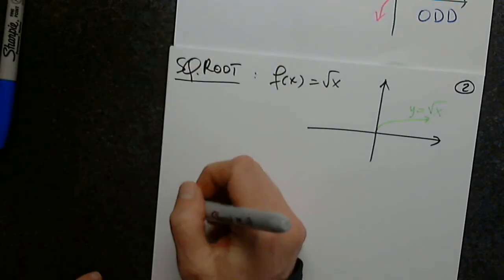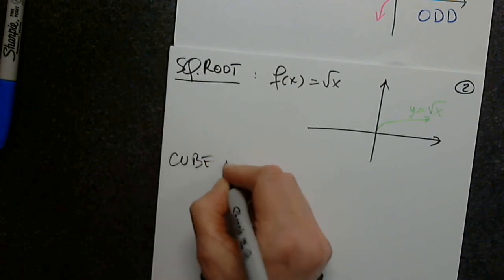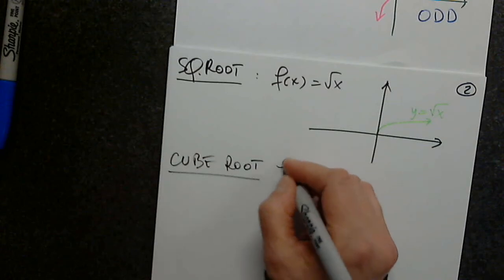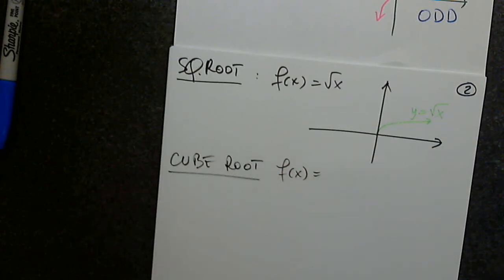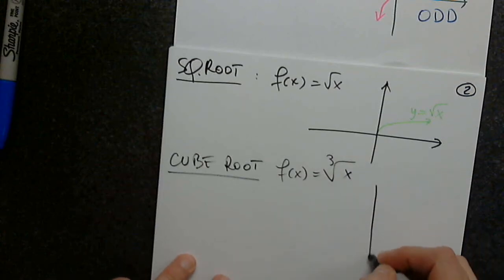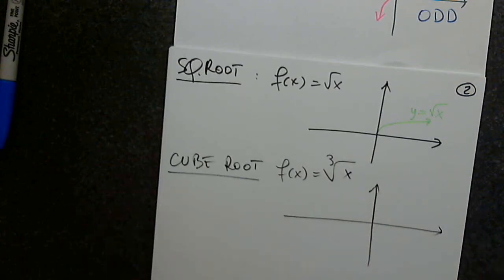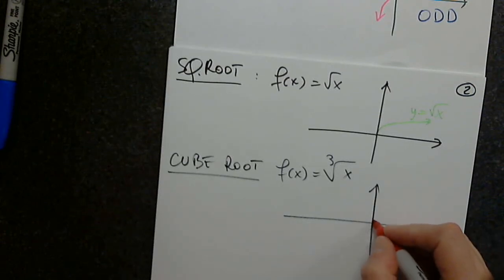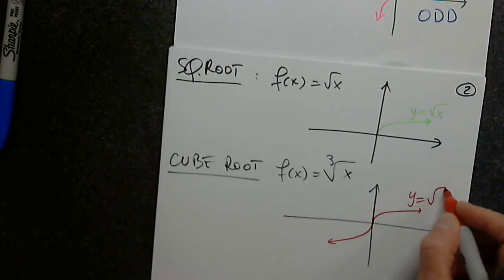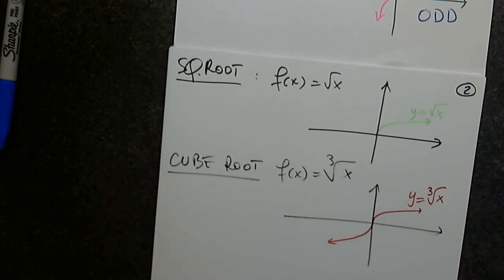Okay, so let's look at the cube root. Can anyone give us the simplest possible cube root? Yes, of course. This is the cube root of x. Odd, even, or none of the above? Very good. Indeed, it's an odd function.